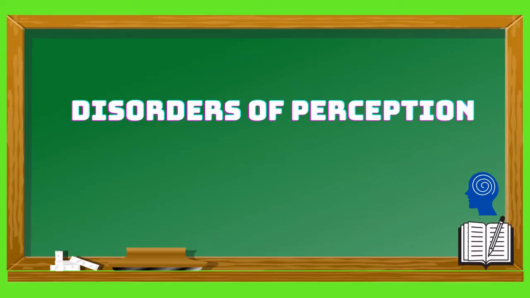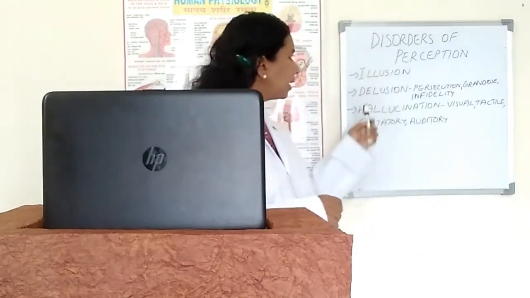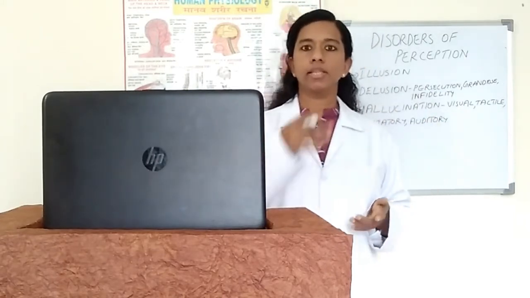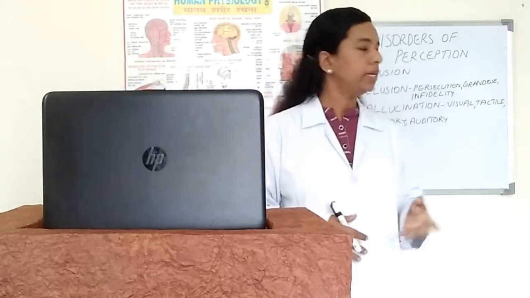So these are the disorders of perception. One is illusion, that is misinterpretation of external stimuli. For example, a rope is perceived by the person as a snake. Second is delusion, that is false, unshakable beliefs which are continuous, which are persistent. Examples are delusions of persecution, that is someone is following me, someone has put poison in the food, someone is going to kill me. Delusions of reference, that someone is telling something about me.